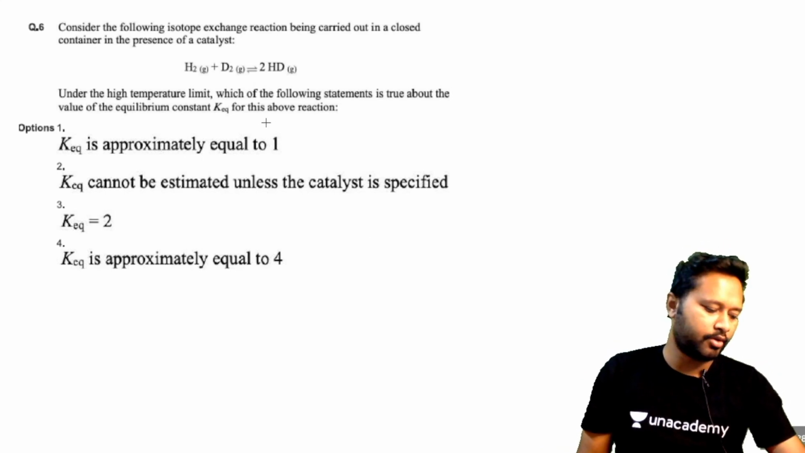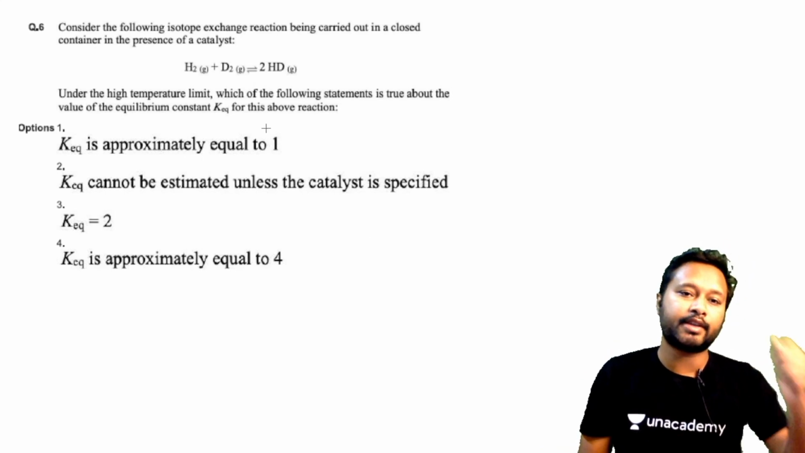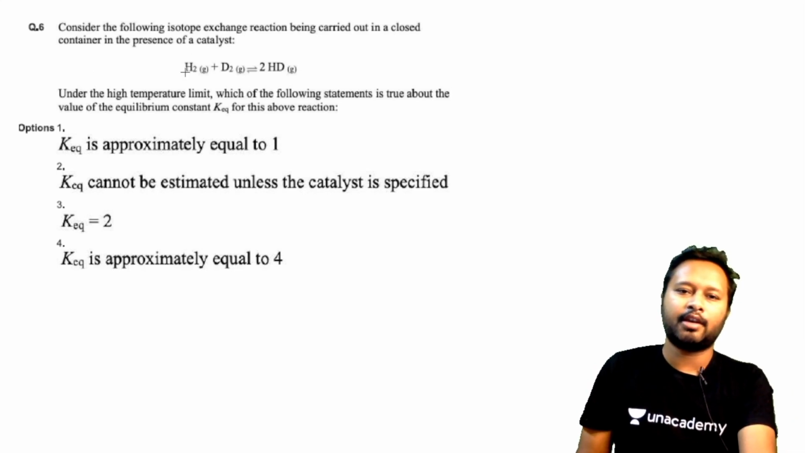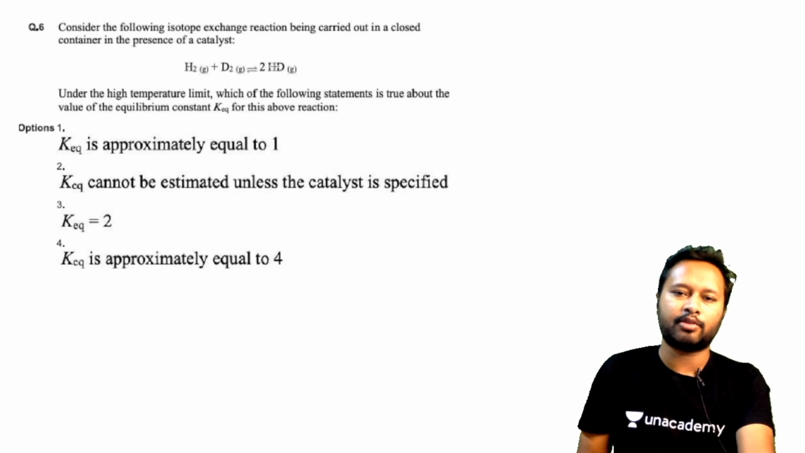Okay, let's talk about this question here. It says: consider the following isotope exchange reaction being carried out in a closed container in the presence of a catalyst. Now H2 plus D2 is giving you 2HD under the high temperature limit. Which of the following statements is true about the value of the equilibrium constant KEQ for the above reaction?